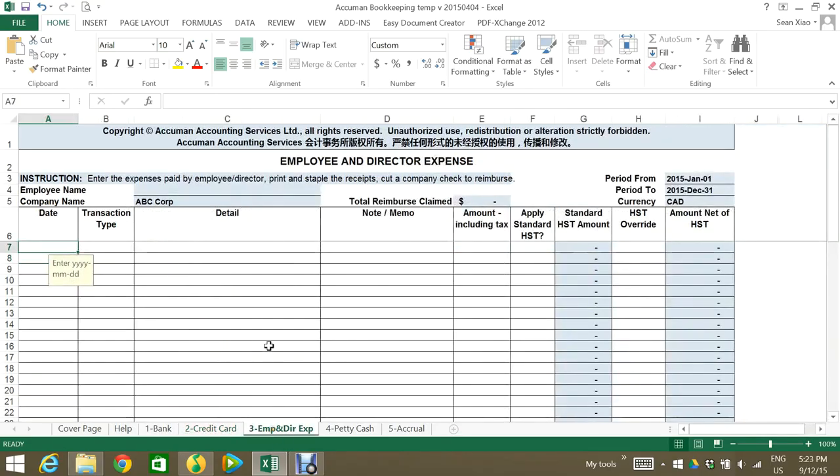And the next one is employee and director expense. That's for the employee and the company director using their personal cash or credit card for the purpose of the company's expense. So you enter all those expenses in this tab. The expenses are classified according to what kind of expense they are, and also the total amount can be calculated and then reimbursed back to the employee or the director.